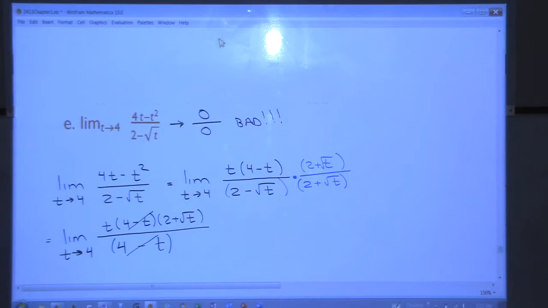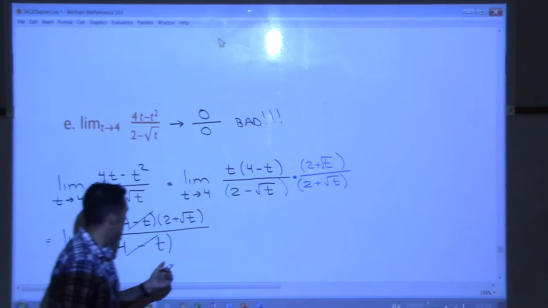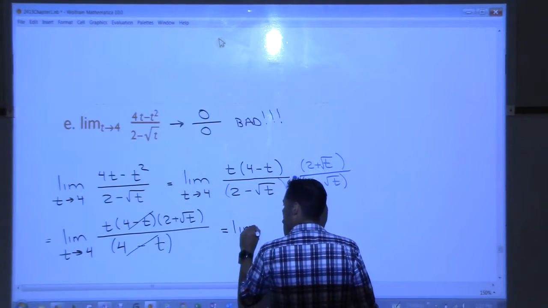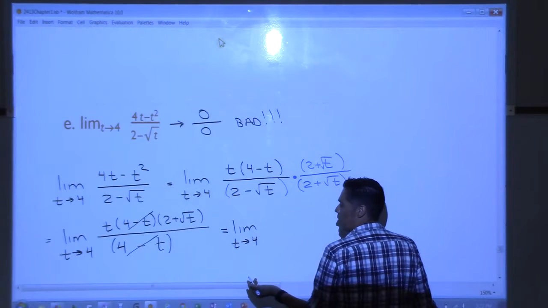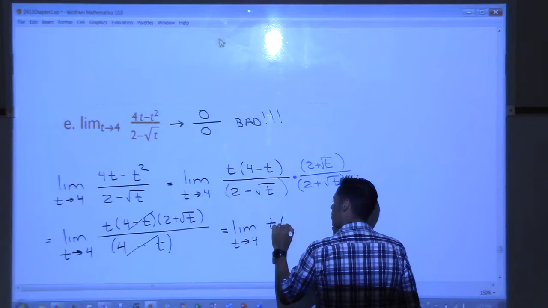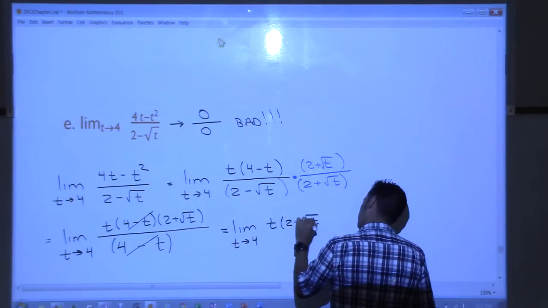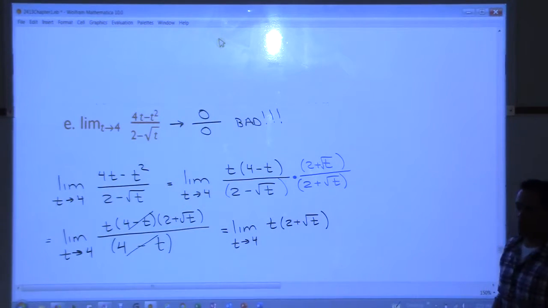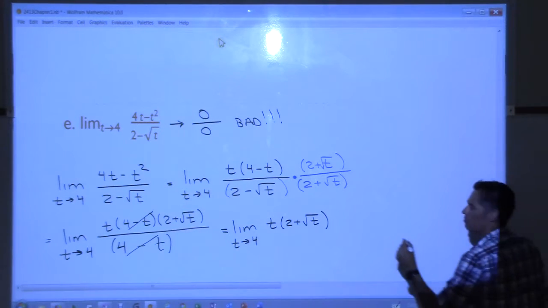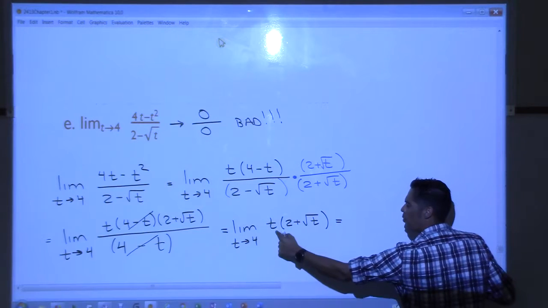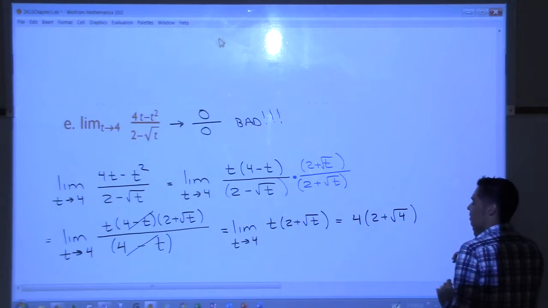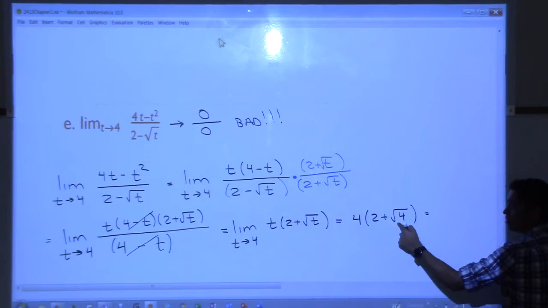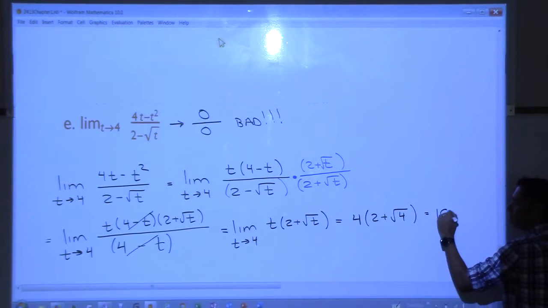Now, we're still maybe not out of the woods. I mean, we should be out of the woods, but let's just rewrite it. Oh, we don't have anything left on the bottom, do we? Okay, so just t, and then 2 plus root t, like that. And now, at this point, I can dump the limit as long as I can plug 4 in for t, which it does go, right? This becomes 4 times 2 plus root 4. So that's going to be 2 plus 2 is 4 times 4 is 16.